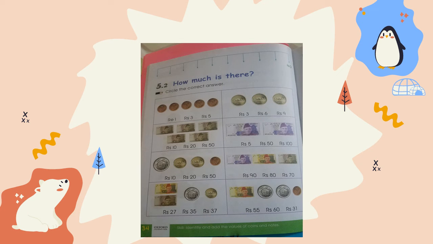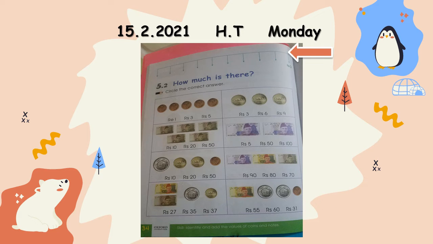Page number 34, unit number 5 and maths workbook C4. Everyone open page 34. You have to write the same date, 15.2.2021. Space H.T again space and the day is Monday. M should be capital in Monday, and you are going to write it at the top of the page, and after writing the date you have to complete your number line.